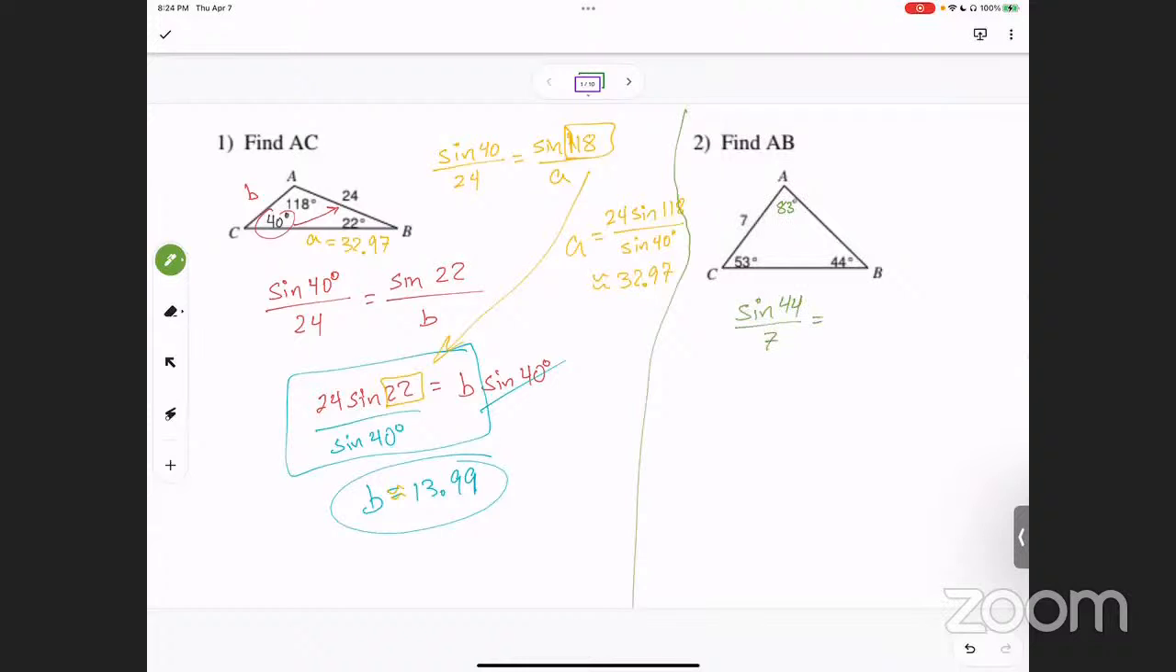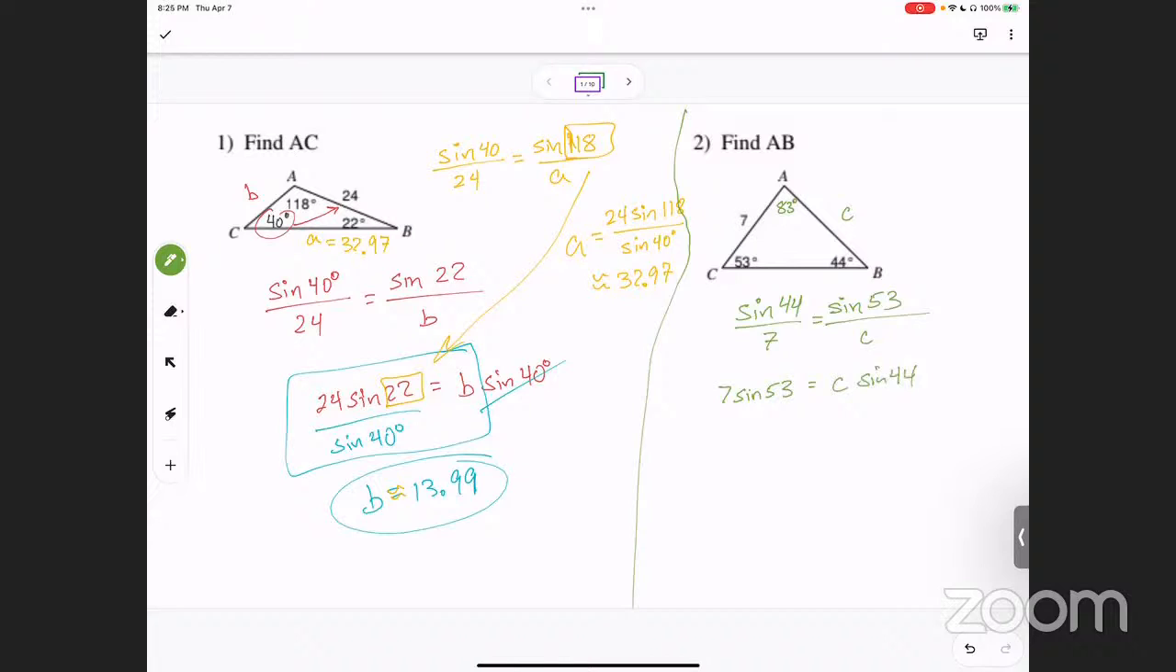Sine of 53 over, we're finding C, okay, yeah, sine of 53 over what would that be in this case? C. Good. So how do I solve this, Mitchell? What do I write to solve it? You're gonna do 7 times sine of 53 divided by the sine of 44. Good.